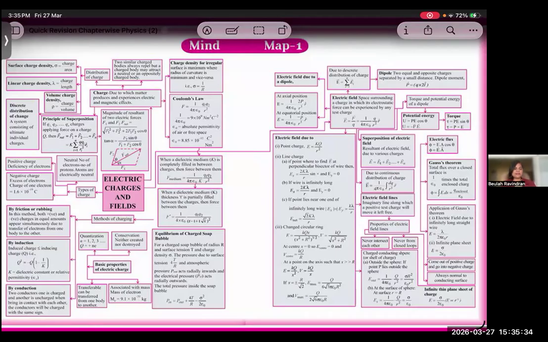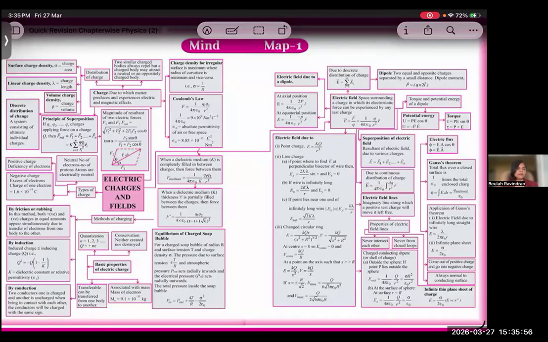Warm greetings. Today's topic is the continuation of the second chapter, up to the electrostatic potential of a dipole. So we are going to see from equipotential surfaces. We'll see how the potential is equal.